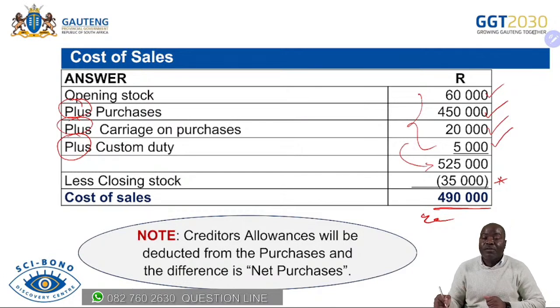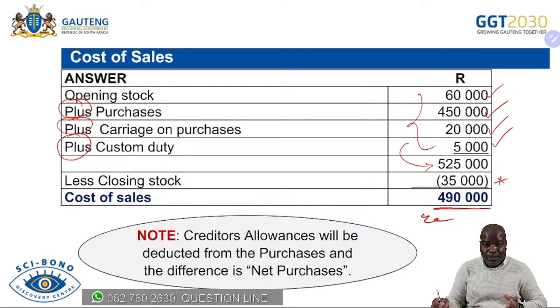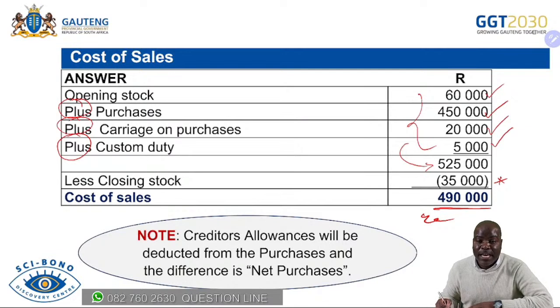You may be asked to calculate the purchases. You may be asked to calculate the carriage on purchases. You may be asked to calculate the customs duty, or you may be asked to calculate the cost of sales. And you can play around with those figures. And in this lesson that I'm going to be doing with you, I'll be teaching you how we calculate any of those components in the examination.